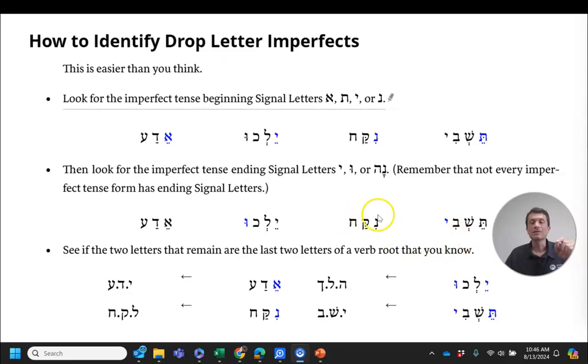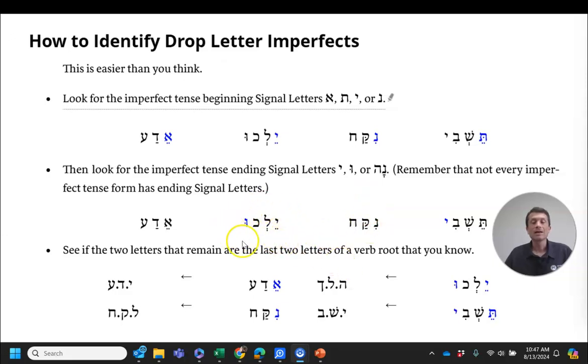You have nakach here. We've taken off the noon. We know that's not a signal letter. We're left with kof chet. Like, I see that dot, the dagesh forte there too. That tells me it's either first lamed or first noon. Do I know any roots that have a kof chet that start with either a lamed or a noon? Oh, right, lakach, to take. I know that. So then it's from lakach.